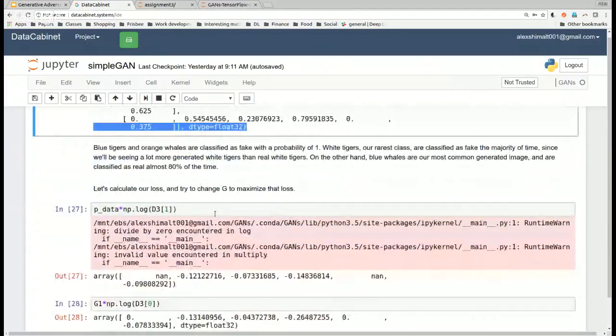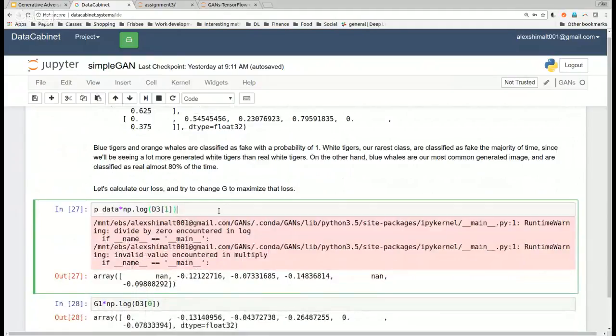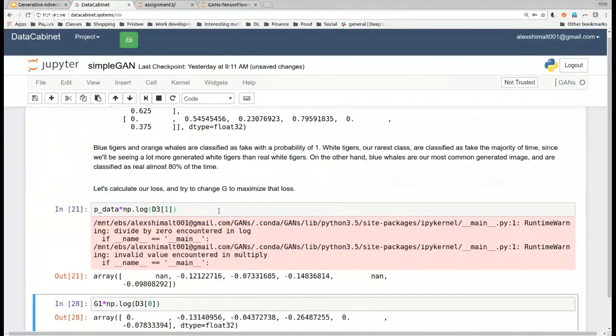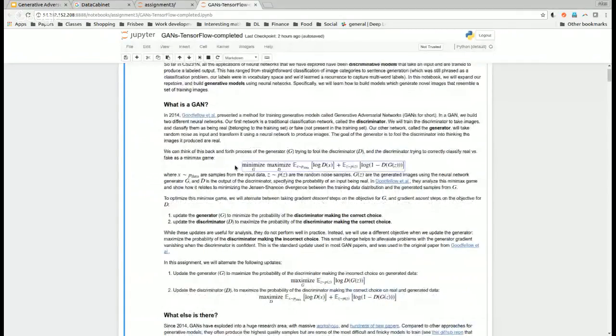And so now what happens? Now we know what the optimal discriminator is, so let's say we're trying to optimize the generator to maximize this loss. We have two separate terms. I opened up the GAN notebook separately, and this is the objective that we're doing. This E of log D of X is the P data times log D. And this E generated of P is the same as P generated times log of the probability that the discriminator classified as fake, which is 1 minus the probability that it's classified as real.